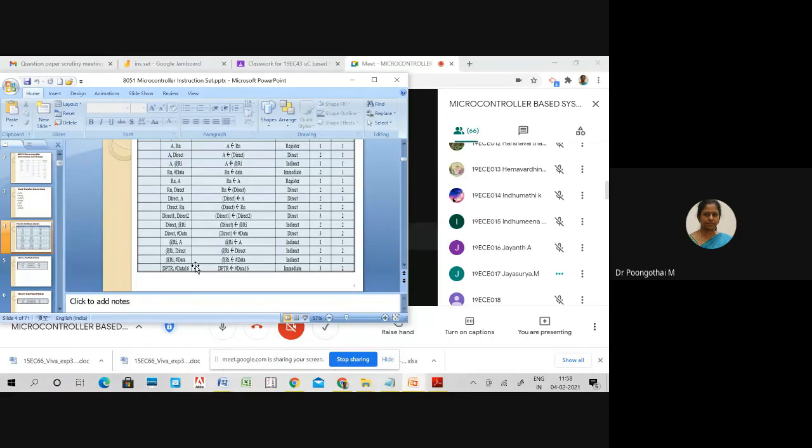Roll number 18. Yes, ma'am. Tell me the answer. For DPTR, that one, the last instruction. MOV DPTR, comma, hash data 16. Ma'am, the data is moved to DPTR, ma'am. So what is the size of data? 16, ma'am. Data 16. What is the size of your DPTR? 16-bit. So 16-bit data was transferred into DPTR.